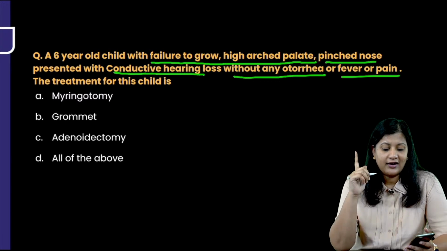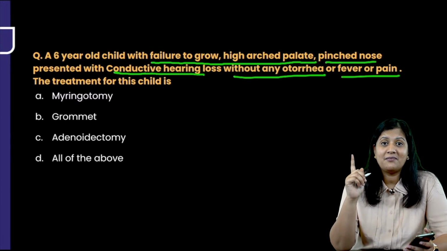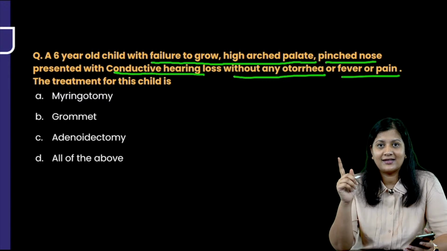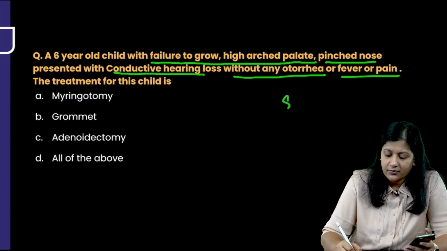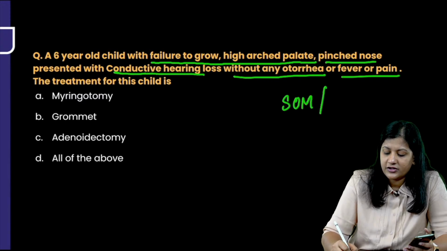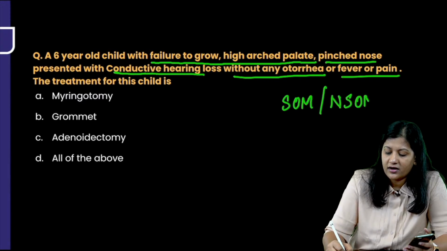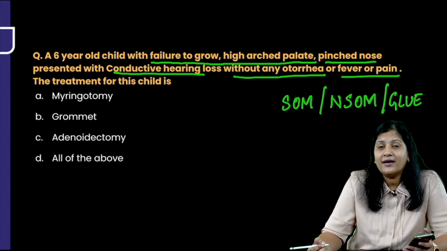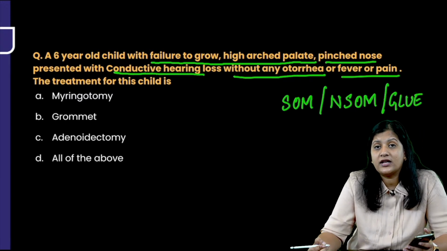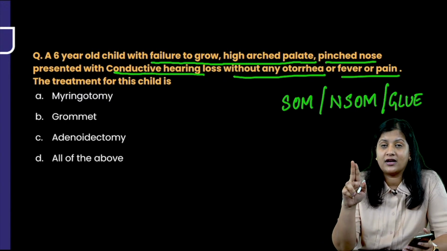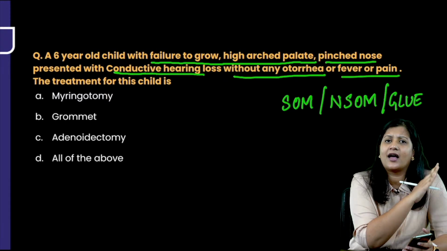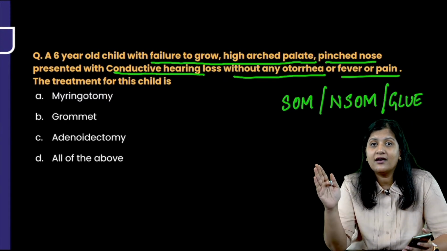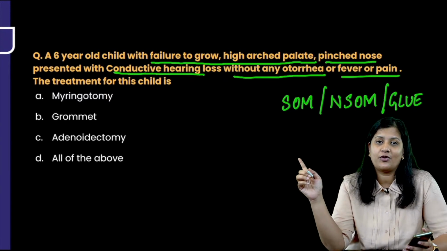Very good. Some of you are telling C, some of you are telling D. So there is a mixed response. I'll tell you what is the right answer. So basically what we are talking about in this MCQ is serous otitis media, which is also called non-suppurative otitis media, which is also called glue ear. Now why am I talking about glue ear, NSOM or SOM? Because no pain, no fever. So whenever there is pain and fever, you will think of acute suppurative otitis media. No pain, no fever, only hearing loss, you are going to think about non-suppurative otitis media.